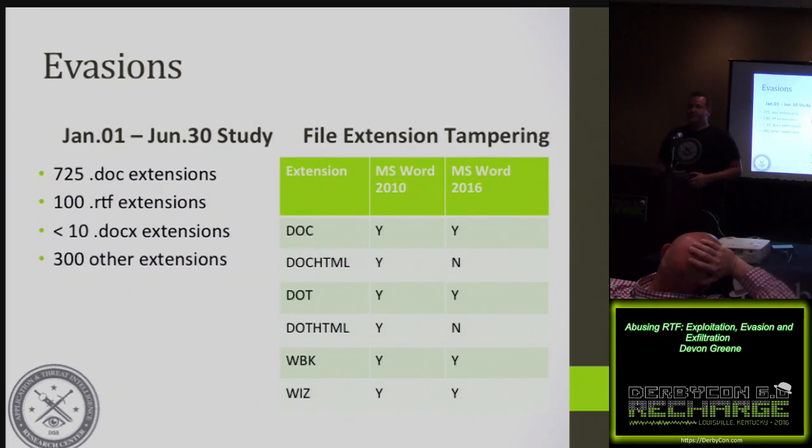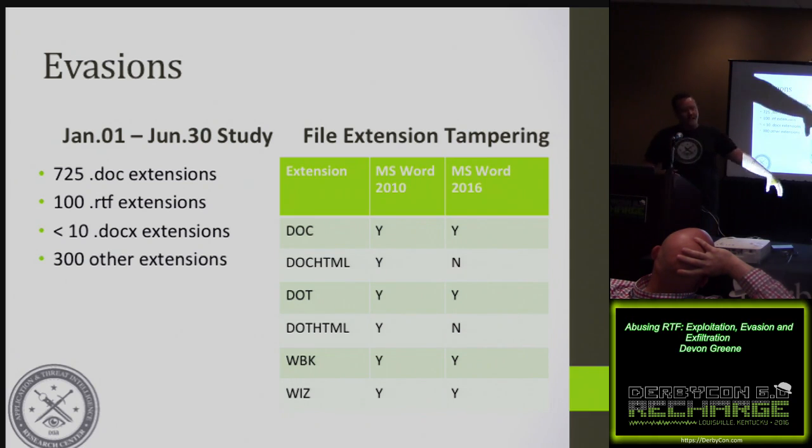So to jump right into the evasions, I started with the evasions because for our product, we actually have to take some type of exploit and show our customers how many different ways we can make this look different yet still achieve the same result. So I did a study. I grabbed all of the RTF documents I could from the beginning of the year to about the end of June. And the evasion test was file extension tampering.